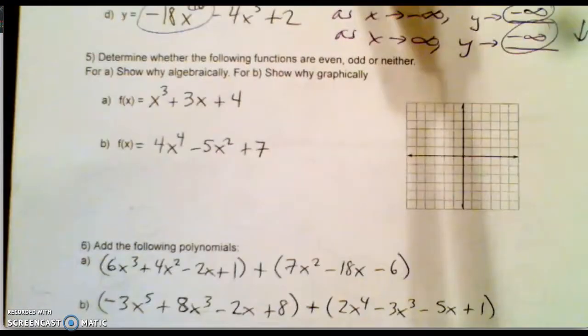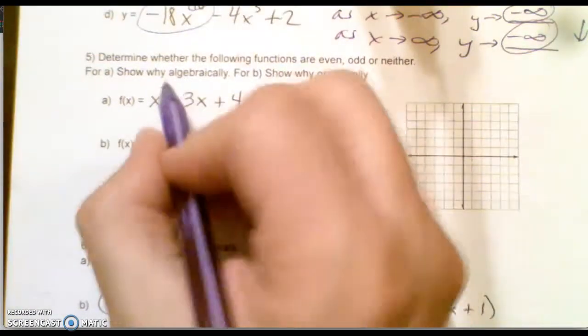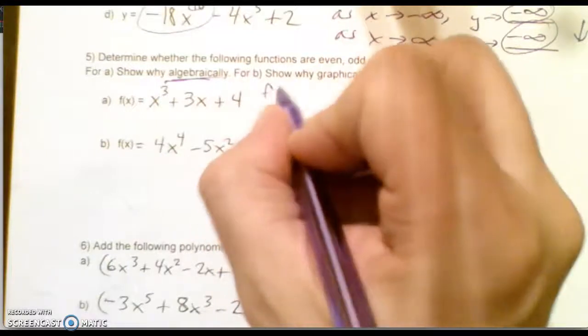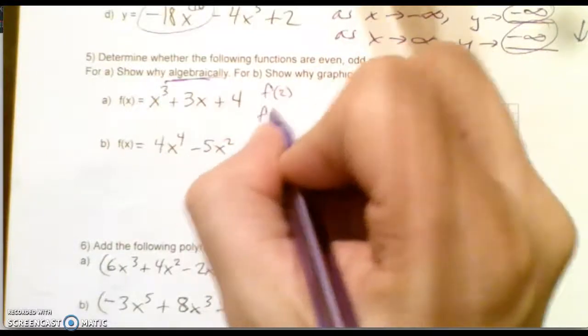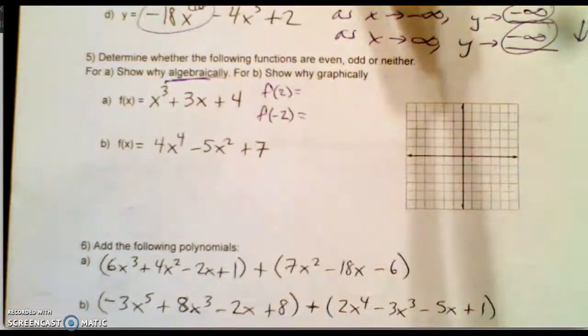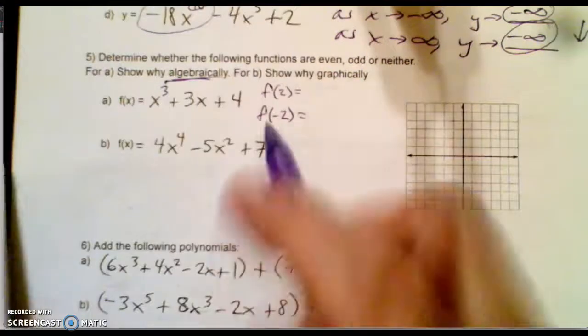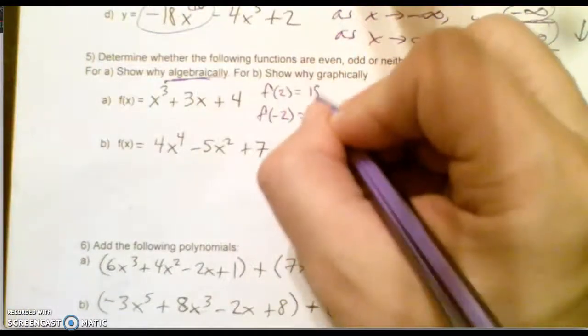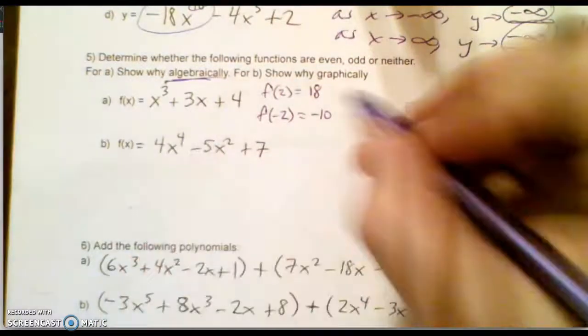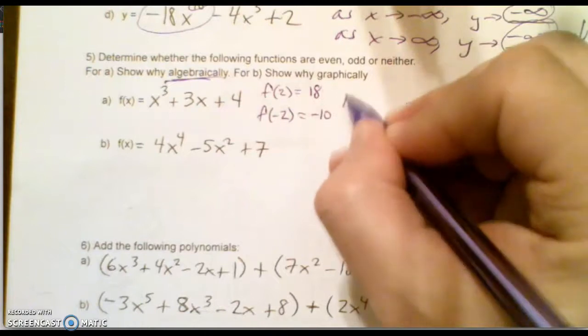All right, so now we're going to switch gears and talk about even, odd, or neither. Algebraically, how do you show if a function is even, odd, or neither? It doesn't matter about the numbers in front. Algebraically, if you plug in a number and the opposite number, you look at their answers. So if I get a calculator out, I'll type both these in. All right, so I plugged in a 2 and I got an 18. I plugged in a negative 2 and I got negative 10 to that equation. And if those don't match, your answer is neither.